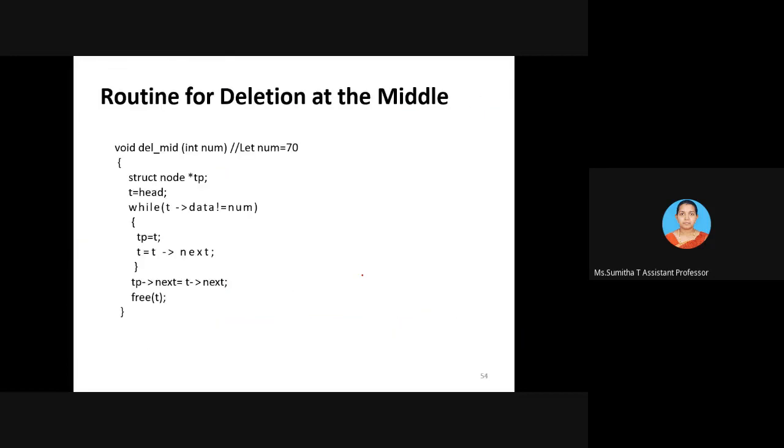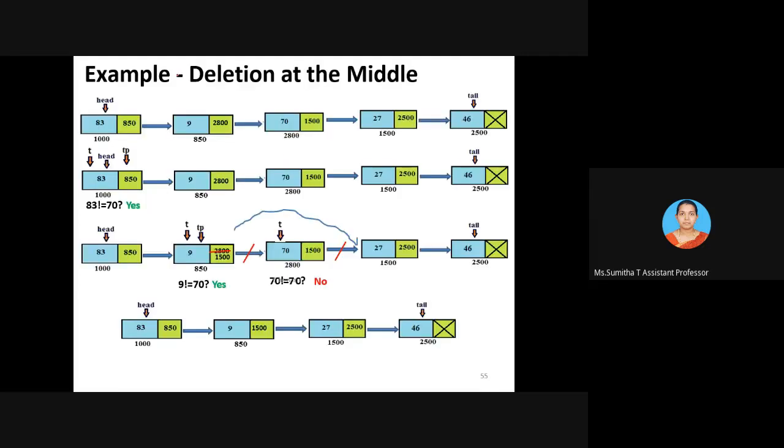First of all, what we are going to do is check the element, which position we want to delete, or which node we are going to delete. This is the process. At that time, get the input from the user, that is the number 70. Here is the linked list I have. This is the 70 data, which is in the third node. This is the node I want to delete.